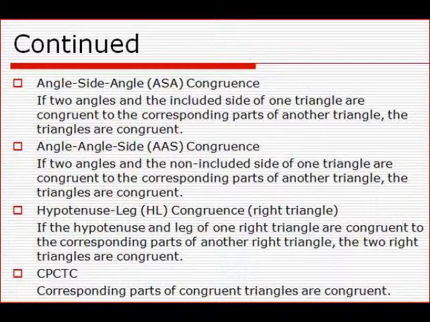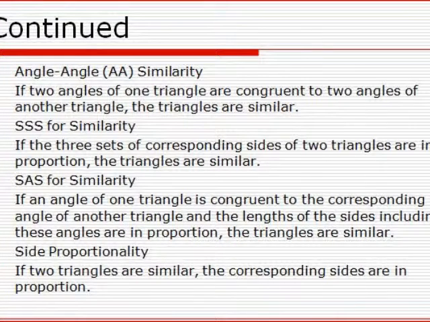Then we have CPCTC. Corresponding parts of congruent triangles are congruent. Angle-angle similarity. If 2 angles in one triangle are congruent to 2 angles of another triangle, the triangles are similar.